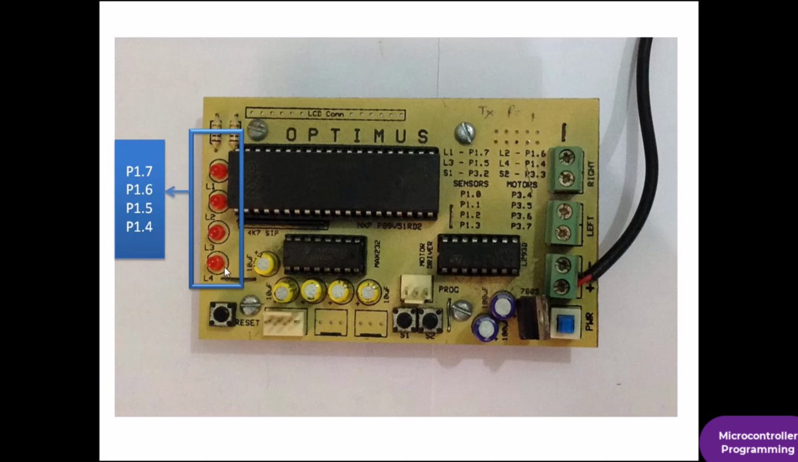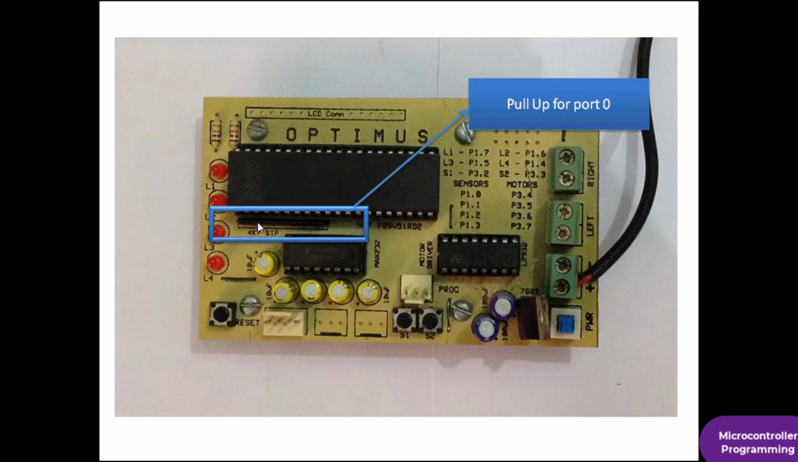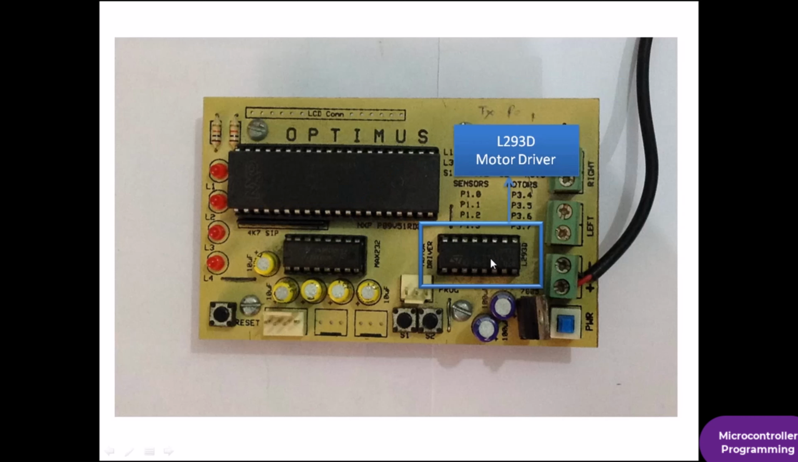On this board, I have only 4 LEDs connected to the port 1.4 to port 1.7 pins. Port 0 is connected externally to pull-up resistors. Here is the L293D motor driver IC. If you want to drive motors from the microcontroller, you need to use this motor driver IC.